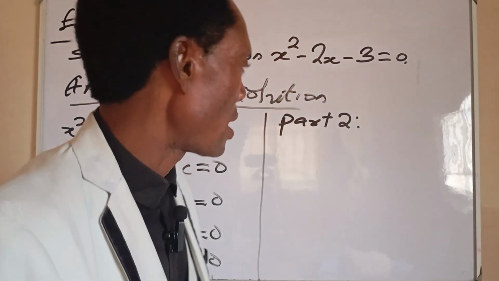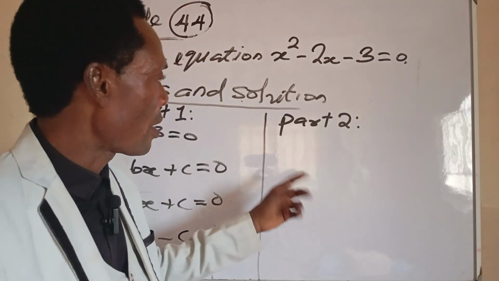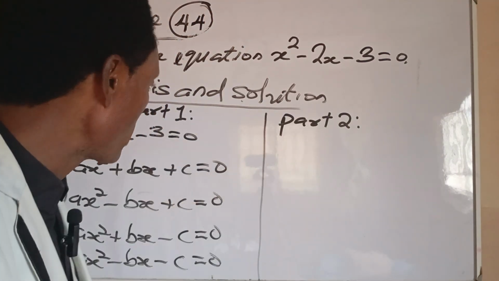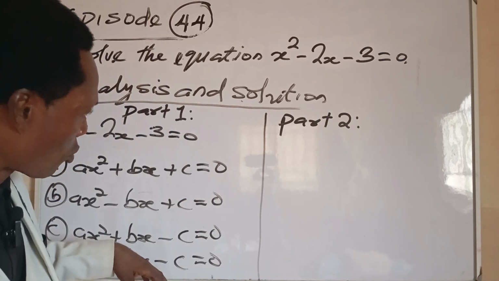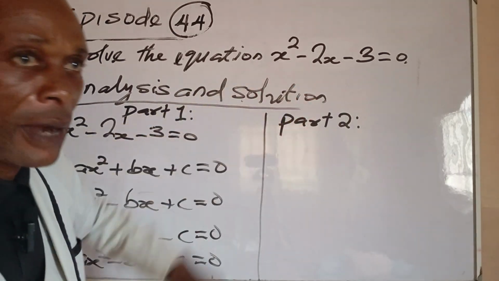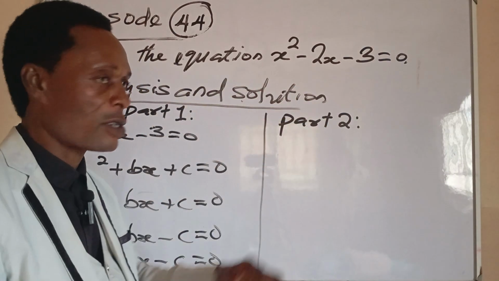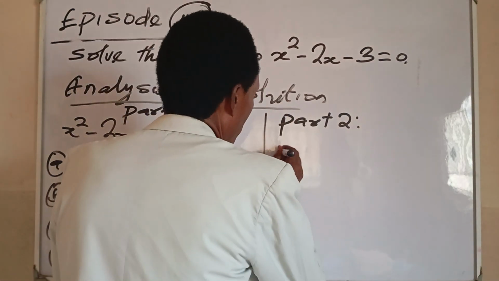So let's continue from where we stopped in episode 44, part 2. This is where we stopped with part 1. So we have to start part 2 to resolve this problem, which is s squared minus 2s minus 3 equals 0. Okay, so let us write it out.